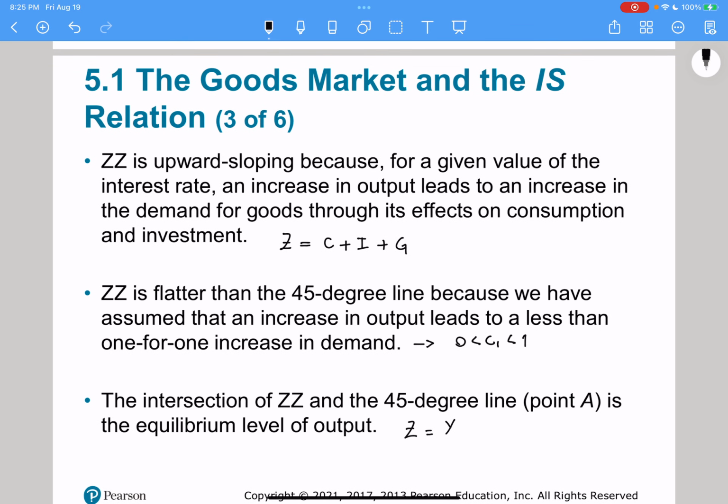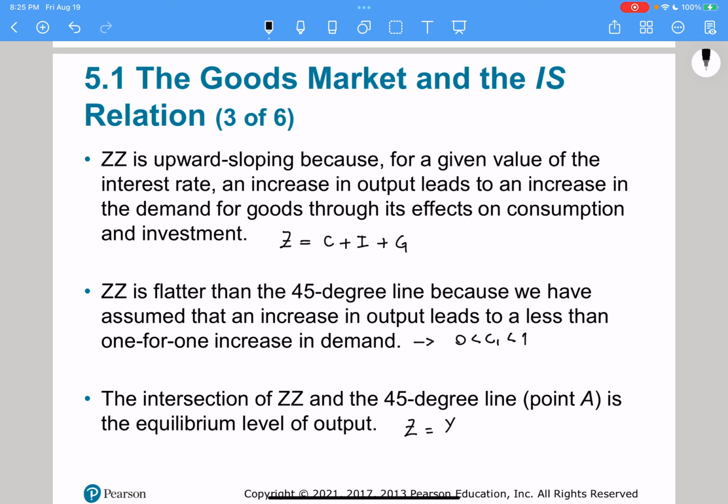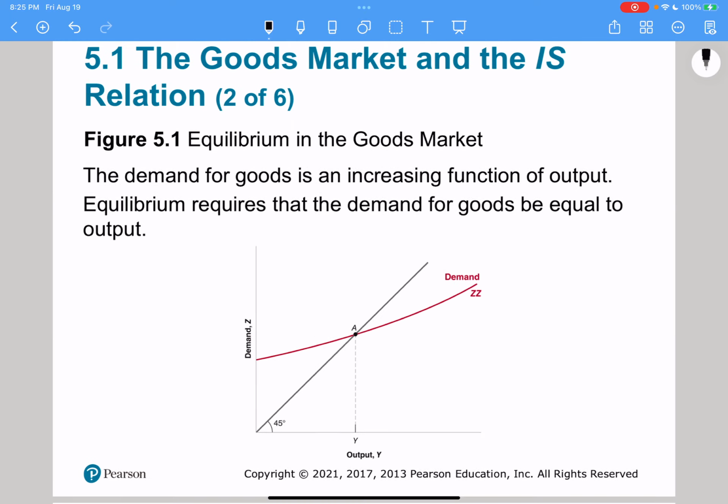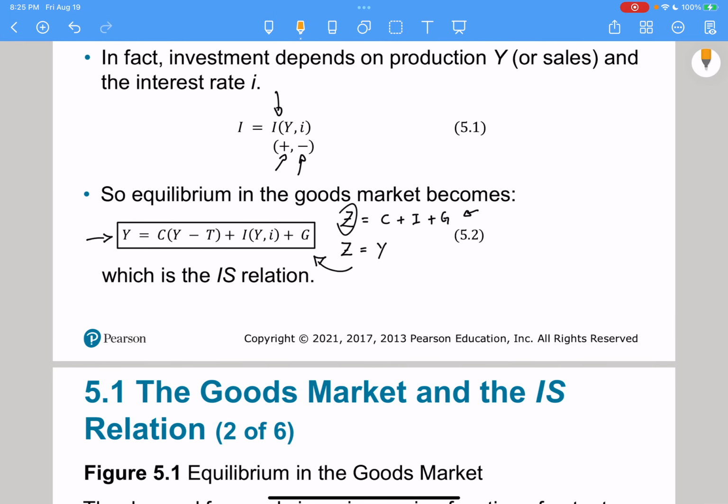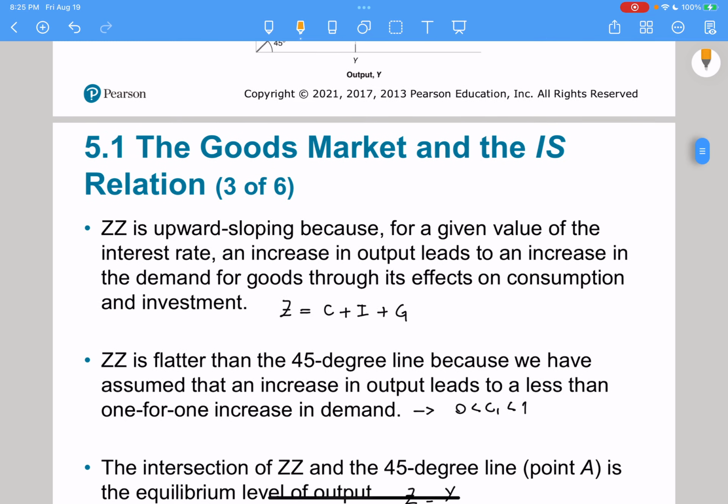First of all, ZZ is an upward sloping curve because, as you remember, for a given value of the interest rate, an increase in the output leads to an increase in the demand for goods through its effects on consumption and investment. So if you see here, if these two guys increase, this guy is going to increase. So let's go back here. For a given value of the interest rate, an increase in the output leads to an increase in the demand for goods through its effects in consumption and investment. So we have Y here, we have Y here, this is going to increase Z.